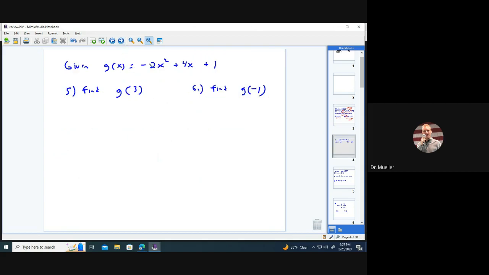All right, given g of x is negative 2x squared plus 4x plus 1, find g of 3. So what that means is that x is equal to 3. So we're going to put 3 in for x as a parenthesis. Each time we see an x, we have a parenthesis, and 3 goes in there. And we just follow order of operations. 3 squared is 3 times 3, which is 9. So we have negative 2 times 9, which makes that negative 18. Plus 4 times 3 is 12, plus 1. Negative 18 plus 12 is negative 6. Plus 1 is negative 5.